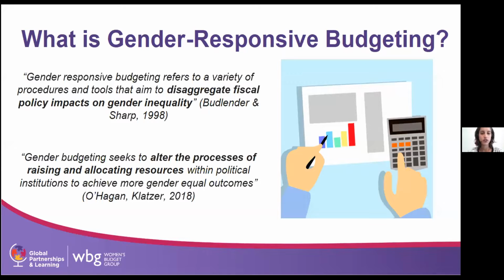It's worth mentioning that Angela O'Hagan is a long-standing member of the Women's Budget Group and is currently on the Management Committee. The definition that they provide is: gender budgeting seeks to alter the processes of raising and allocating resources within political institutions to achieve more gender equal outcomes. So what they say is that if we analyze it, we can change it. We can change the course of the public administration strategy.